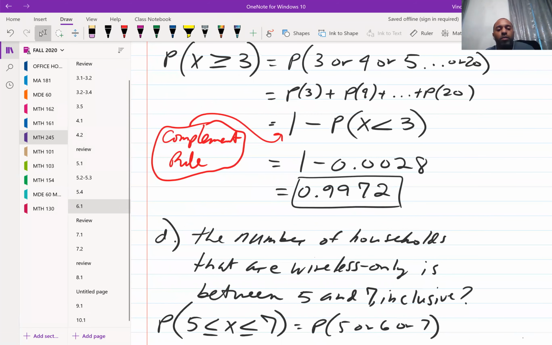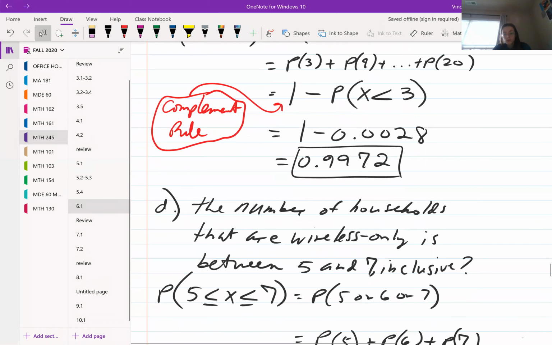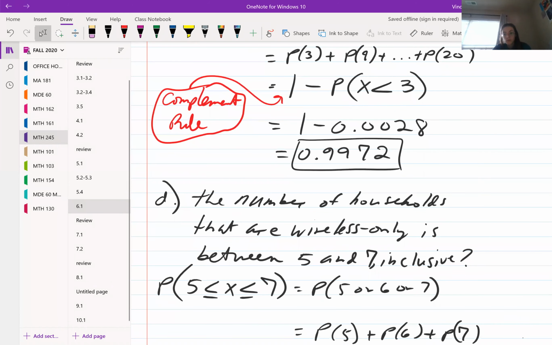So indeed, we want to find the probability of the number of households that are wireless only being between 5 and 7 inclusive. That means we're including 5 and 7 as a part of the probability that we want to find. So that would be 5 or 6 or 7.